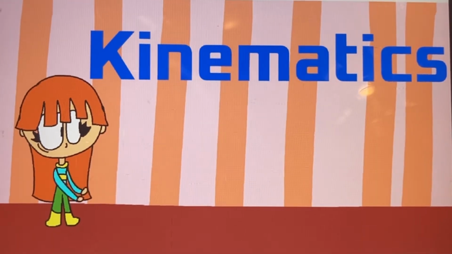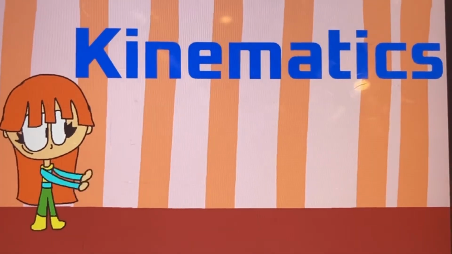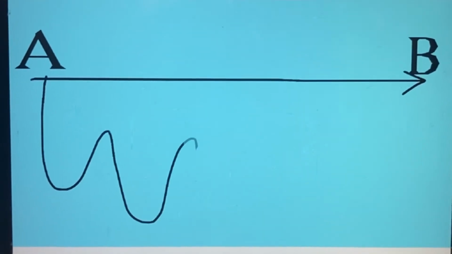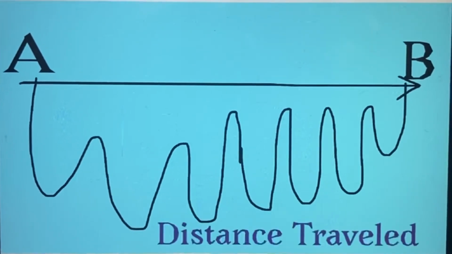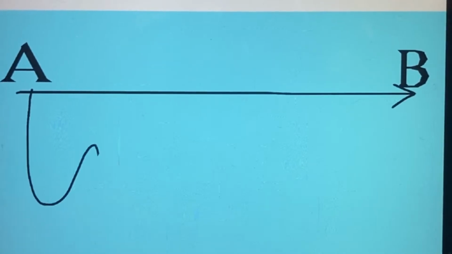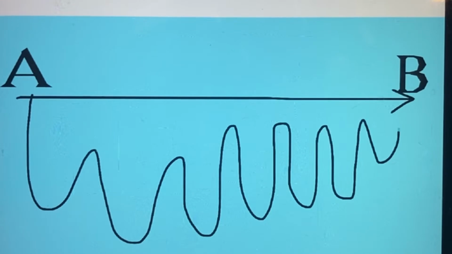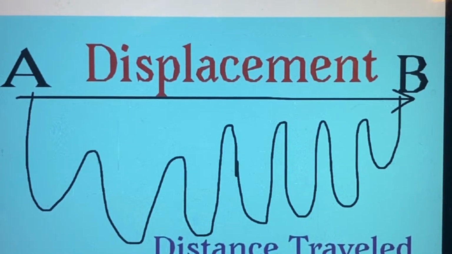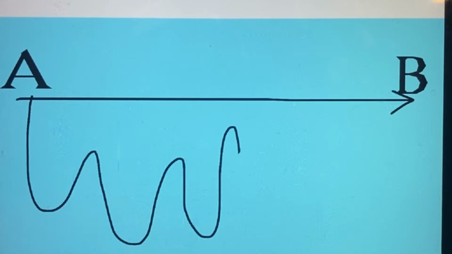A moving object can take many different paths to the same ending point. Displacement is the change in position of an object. Displacement is different from the distance traveled. Distance traveled, displacement.